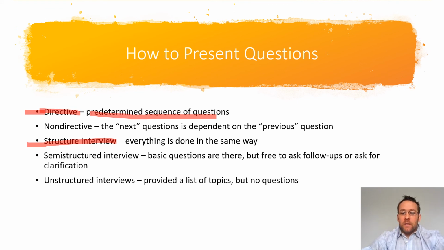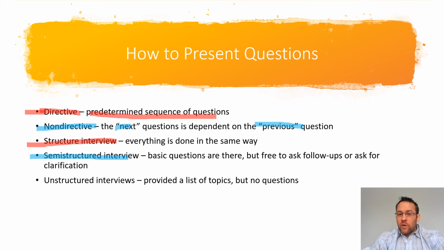Okay. This is different than non-directive. Non-directive means that your answers determine the question I go to next, right? So you might get a different set of questions than a different person who's being interviewed for the same study because you answered the questions in a different way. So the next question is dependent on the previous answer you gave. All right.